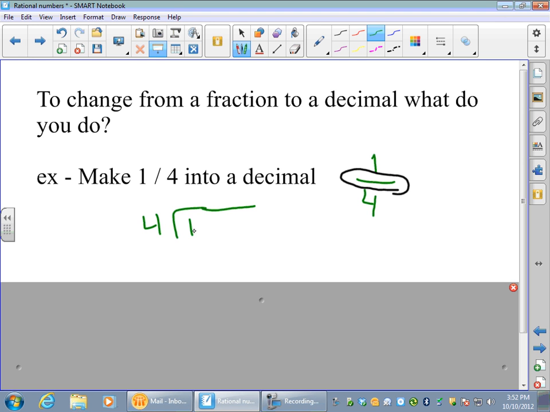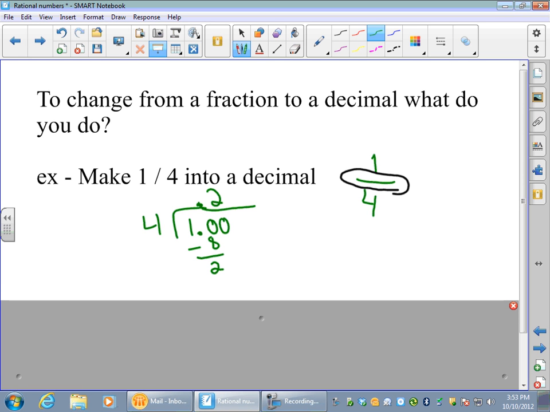Now, obviously 4 does not go into 1, so we have to add a decimal, and we put it up top and add a 0. And 4 goes into 10 2 times. 2 times 4 is 8. When I subtract, I get 2. Add another 0. Bring that down, and 4 goes into 20 exactly 5 times. 4 times 5 is 20. And so 1/4 as a decimal would be 0.25 once you do your division.